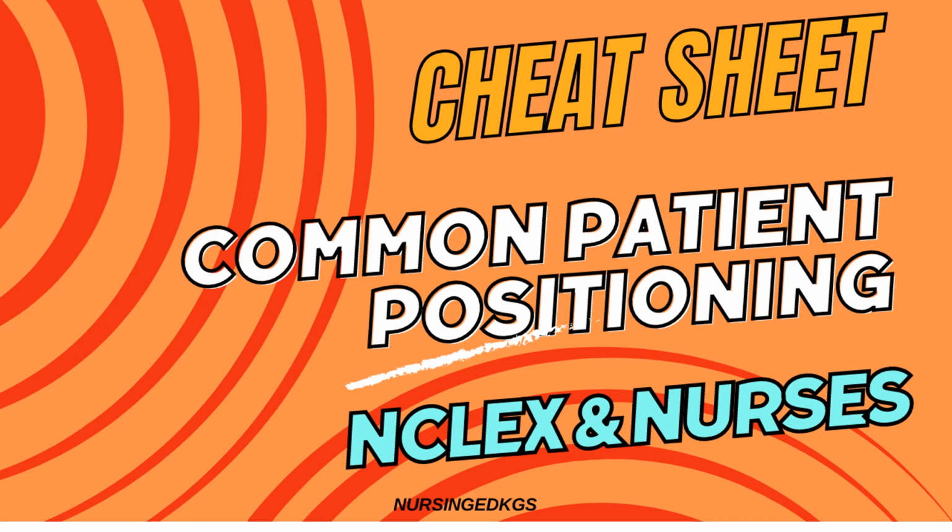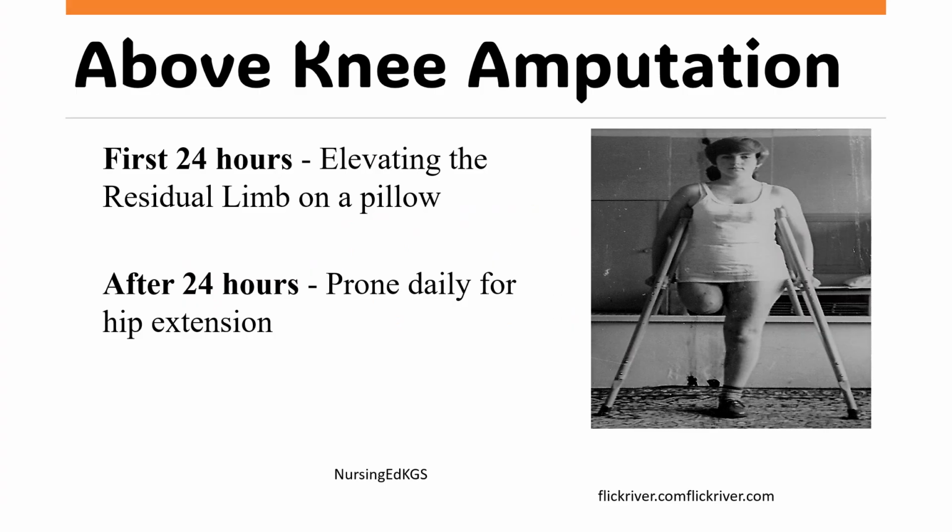Let's get started. So you have a patient that has an above-the-knee amputation. The first 24 hours post-op, you'll be elevating that residual limb on a pillow. This is going to help reduce swelling and prevent complications such as deep vein thrombosis as well as contractures. By elevating that limb, you'll also help ease the pain and discomfort by reducing pressure and improving circulation in the affected area.